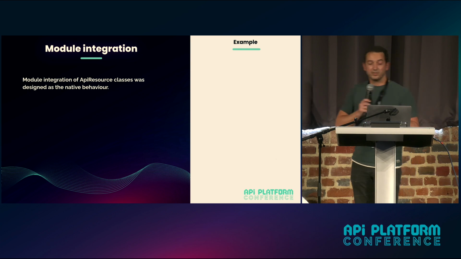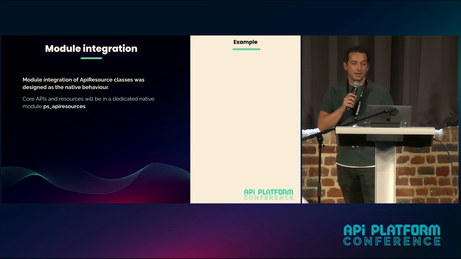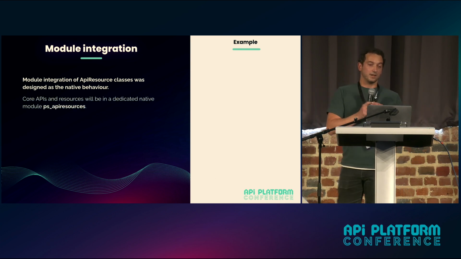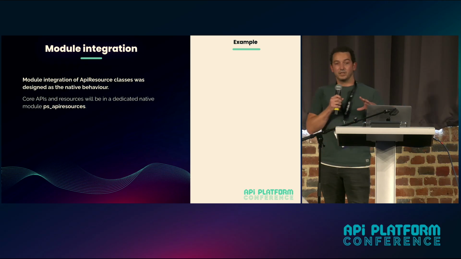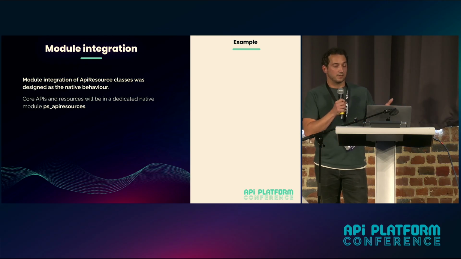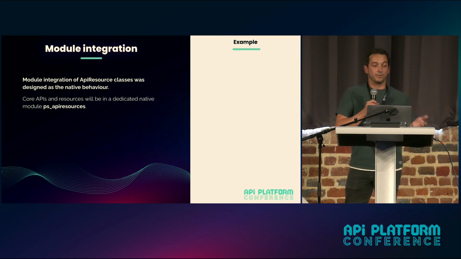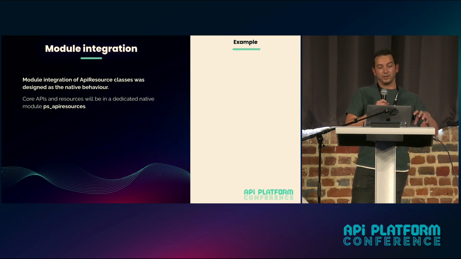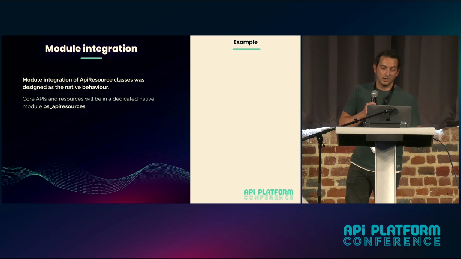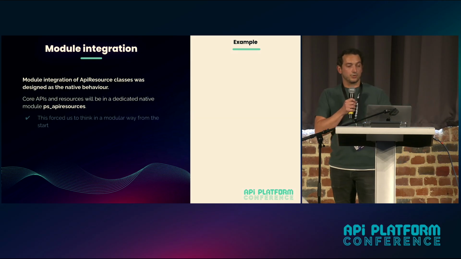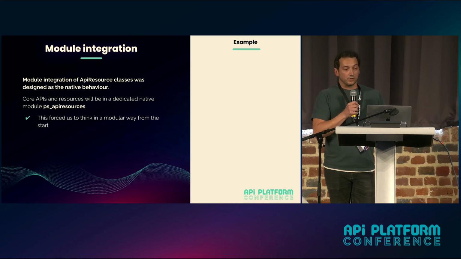Now about the module integration. We started with the mindset that all modules need to be able to extend this API resource. And even our core APIs won't be in the core itself. They are already placed in a native module, which is PS API resources. This way, we can ensure that everything is already modular, because even we have to do it this way.